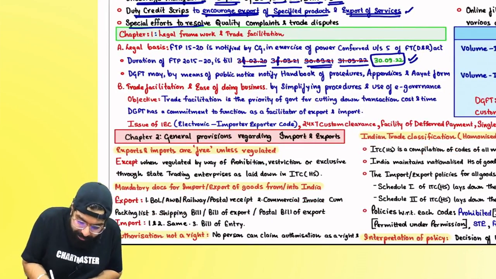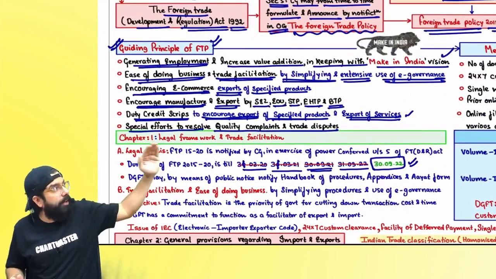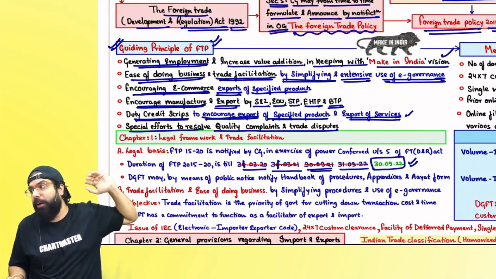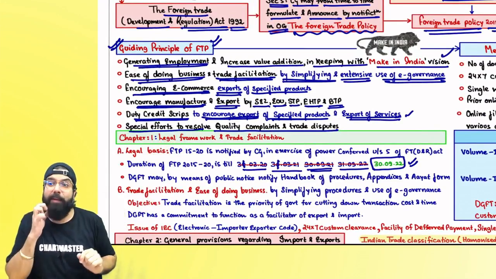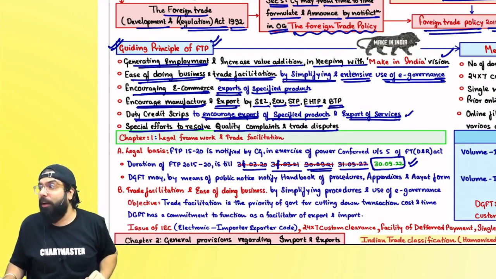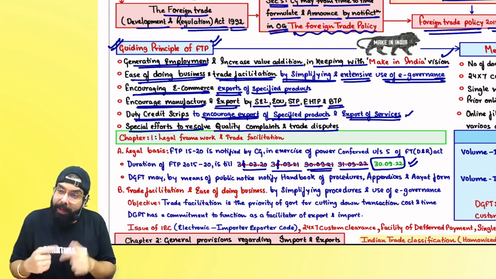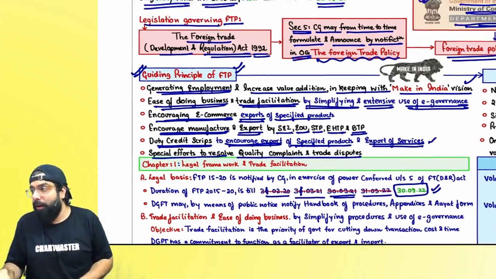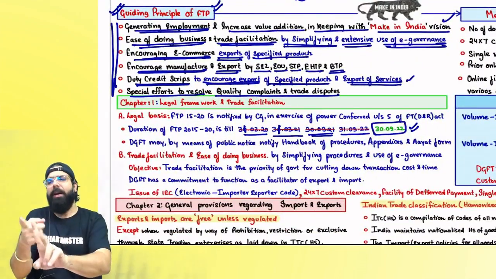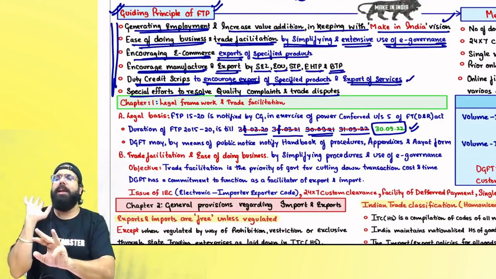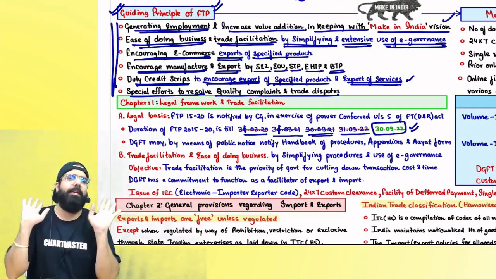Then they are making special effort to resolve quality complaints and trade disputes. Whoever is there, any exporter or importer, anyone who has a dispute from outside India. Maybe I exported to the US and there is a trade dispute. Maybe the goods I have sent are bad. India's name will go bad. So they make sure that all those trade disputes are resolved. So these are the guiding principles. The main guiding principle is generation of employment and making sure that the Make in India vision is there, more production in India, and ease of doing business.